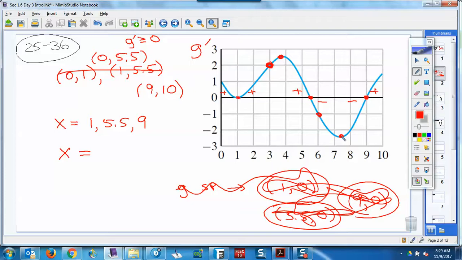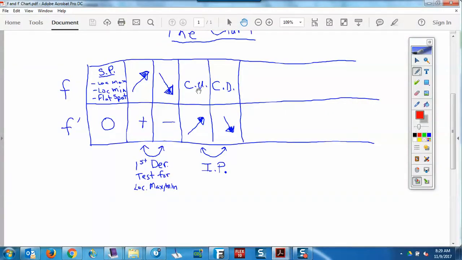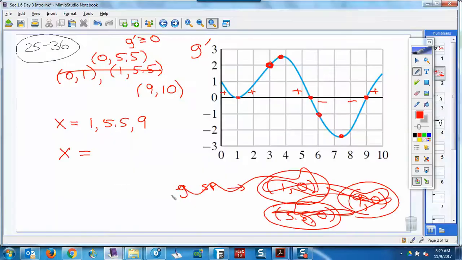Okay. Inflection points. Again, back to the chart. Inflection points happen on G when you change concavity. If you change concavity, it means G prime changes up to down, down to up. Okay? So if you change up to down, down to up. So what we just found out, really, local max, so this is interesting. So we use G prime to find local max and local min of G. Additionally, the local max and mins of G prime are the inflection points.